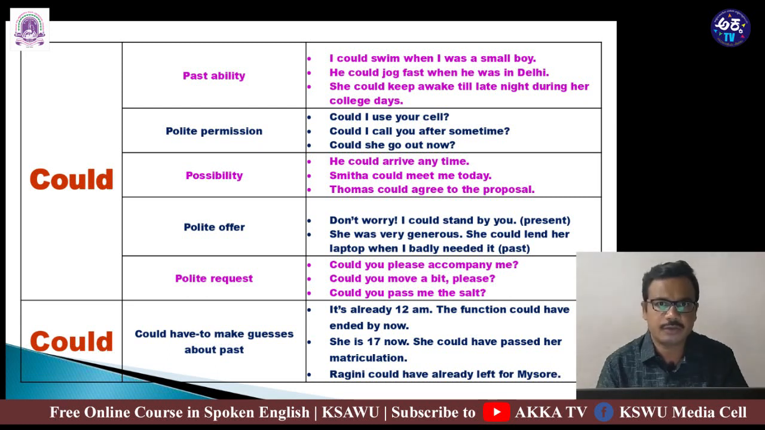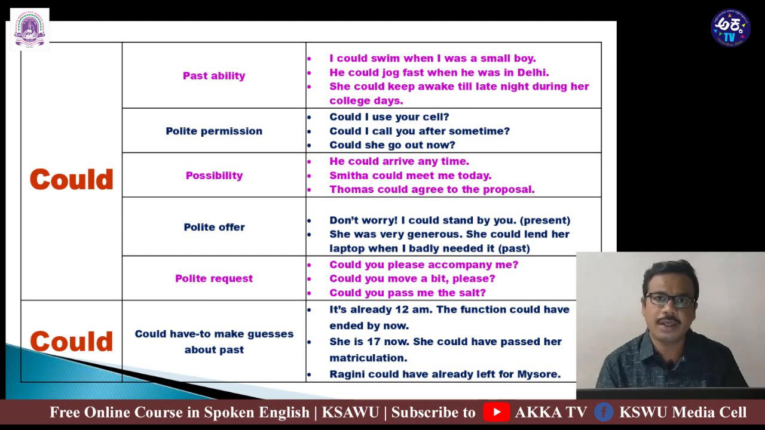And then possibility also. In case of possibility, when you used can, there was possibility. Now here is also possibility, but the probability is less here. Okay, don't worry, I could stand by you. He could arrive anytime. So possibility, he could arrive anytime. We don't know the exact time when he arrives, but he could arrive anytime.